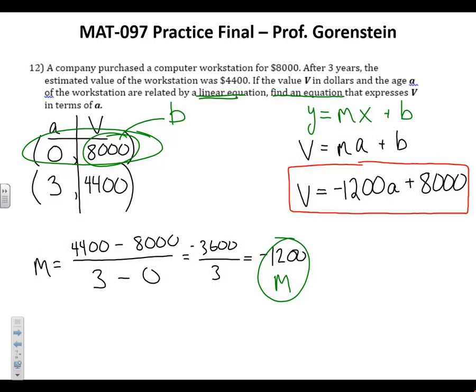x and y are your variables. So a and v went with the x and the y. So a and v stay a and v. The m, we needed an actual number for that. That was the negative 1,200. And the b, we needed a number for that. That was the 8,000.